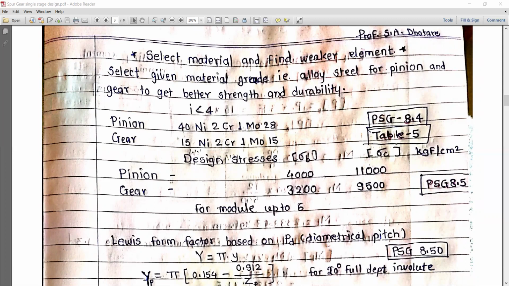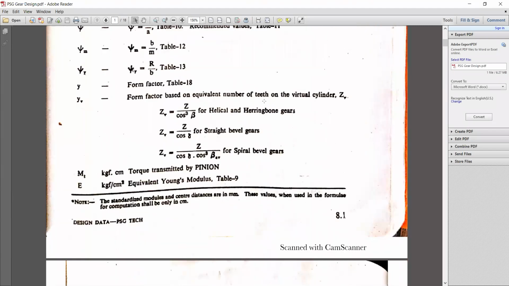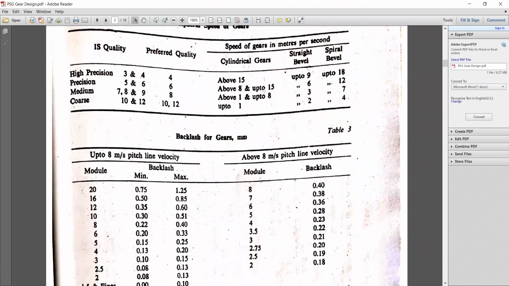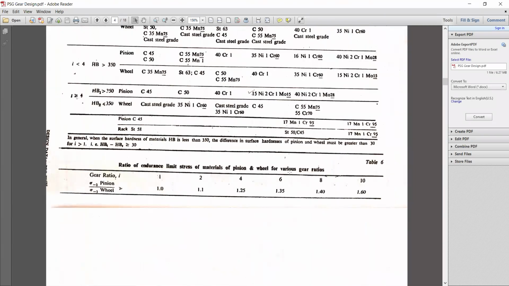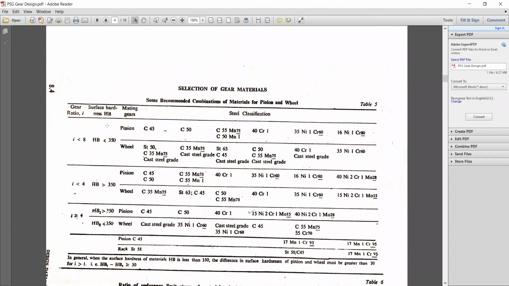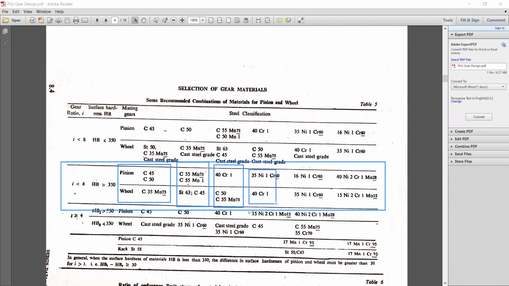So referring to page number 8.4, just have a glance at that page. Okay, you have to refer to this page number 8.4, table number 5. As we have the condition that the transmission ratio is lesser than 4, here we have to use this row only. Okay, you can choose this combination, this combination, this combination, whichever you want, you can select.